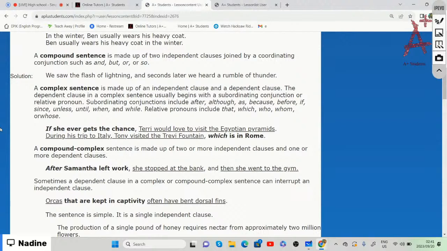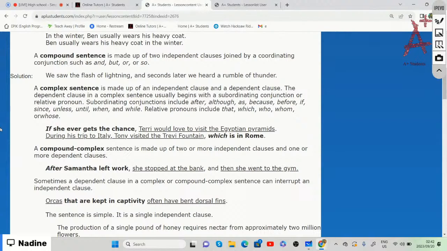For example, if she ever gets the chance, Terry would love to visit the Egyptian pyramids. During his trip to Italy, Tony visited the Trevi Fountain, which is in Rome. So there we have Terry who'd love to visit the Egyptian pyramids, and Tony during his trip to Italy. That is already our independent clauses.